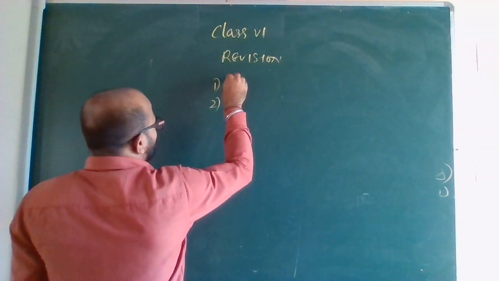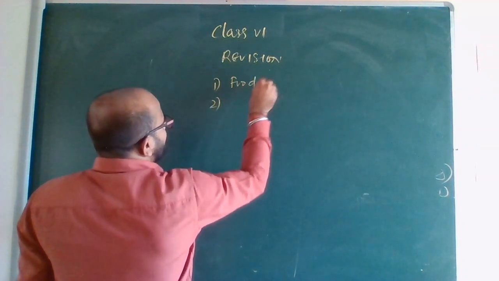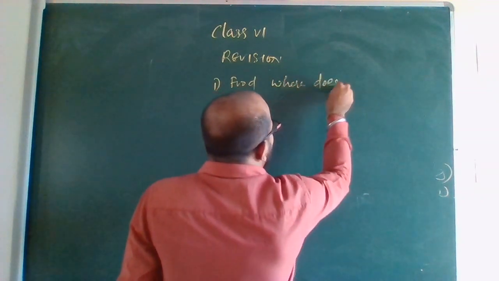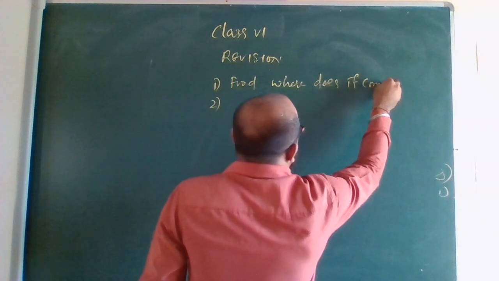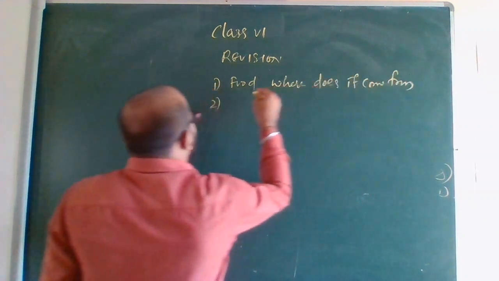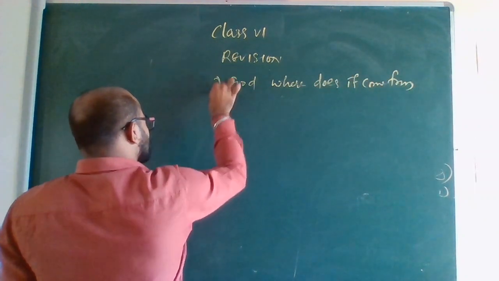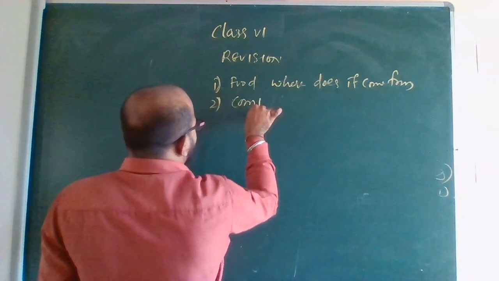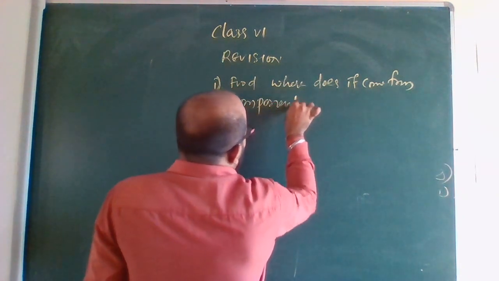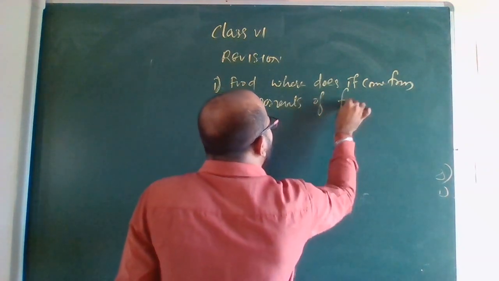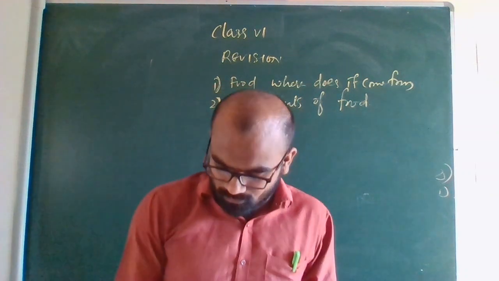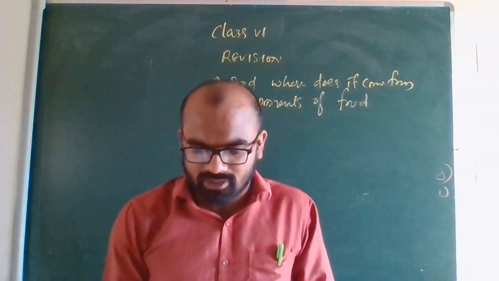That is, food, where does it come from? Second one is components of food. See here. So first chapter is food, where does it come from?